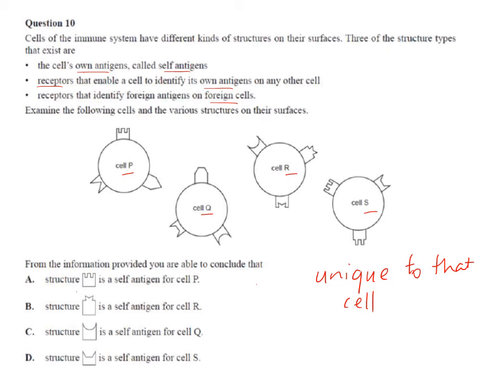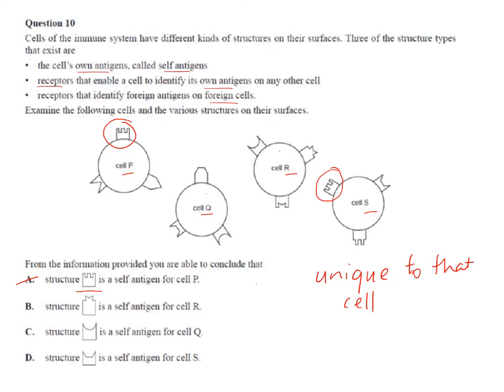So this first one, is this a self-antigen for cell P? If we look at cell P, it does have that antigen. Is that antigen found in any of the other cells? It's not in cell Q, it's not in cell R, but it is over here in cell S. So that is not unique to cell P. That would not make it a self-antigen. If you struggled with this question, but now you think you've got it, you can pause here and figure out which one it is.